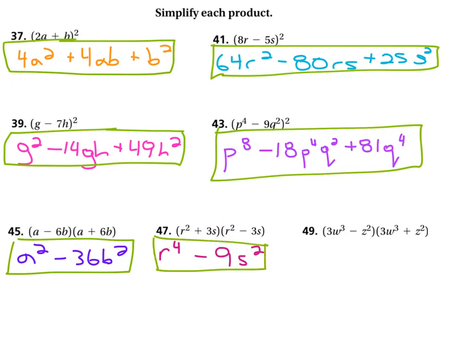Yep, and there's just one more to go. And you see we're doing 3w cubed minus z squared times 3w cubed plus z squared. Exactly the same, but with different signs in between. So we square the front term, 3w cubed times 3w cubed becomes 9w to the sixth. And then the last term squared, z squared times z squared is z to the fourth. And it's always subtraction in between them. That's what you get. Not bad.